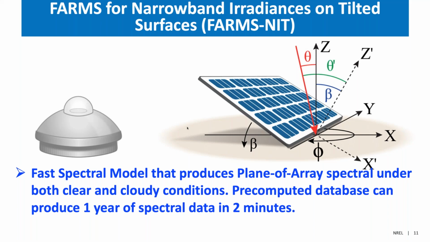Yuji, who developed the FARMS for narrowband irradiance and tilted surfaces, and this process can run in 2 minutes on one processor and provide you 1 year of spectral data. We developed this mainly for users who are exploring different technologies, and ultimately with the hope that this can provide more accurate downstream modeling for various photovoltaic applications.